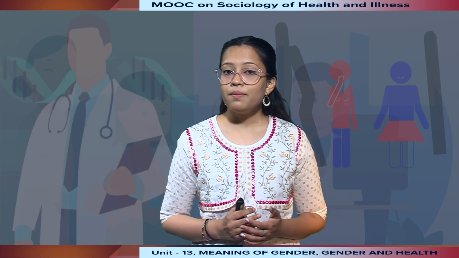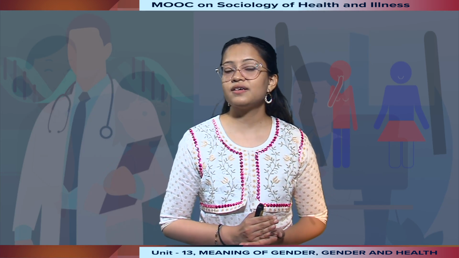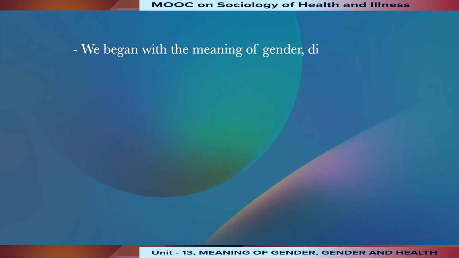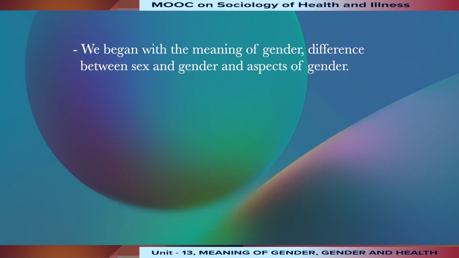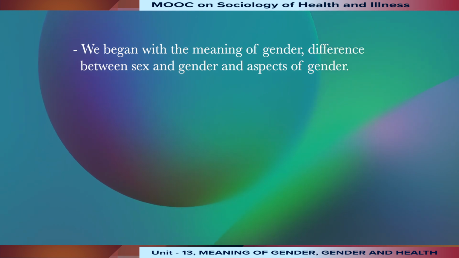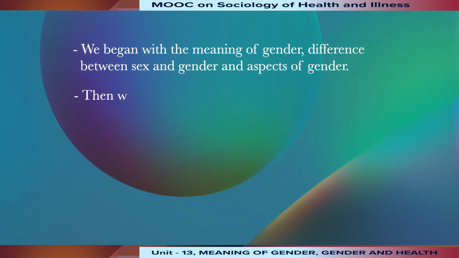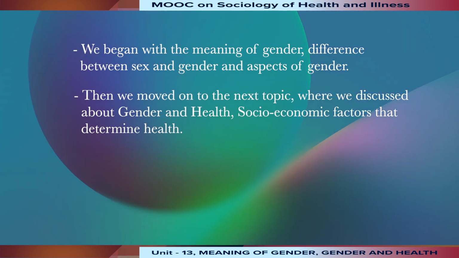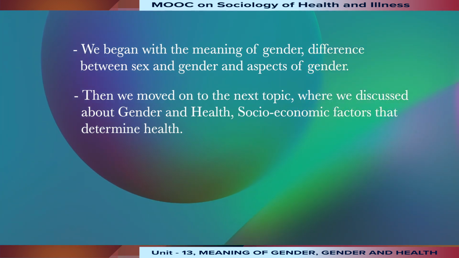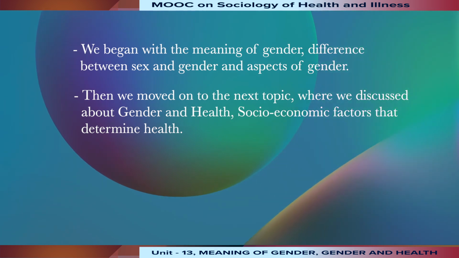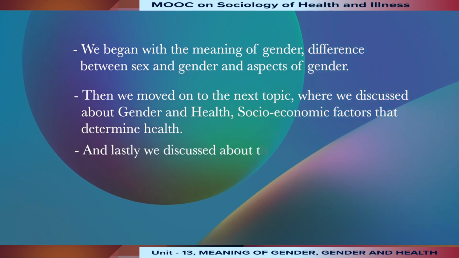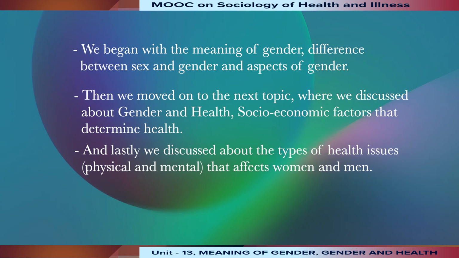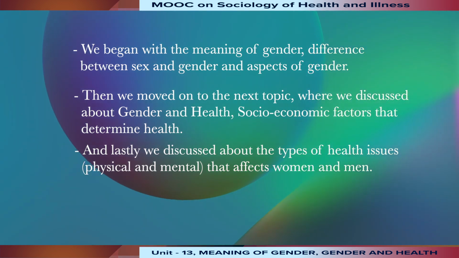Now, let's sum up the key topics that we have discussed so far. We began with the meaning of gender, the difference between sex and gender, and aspects of gender. Then we moved on to the next topic, where we discussed gender and health, and socio-economic factors that determine health. And lastly, we discussed the types of health issues, physical and mental, that affect women and men.